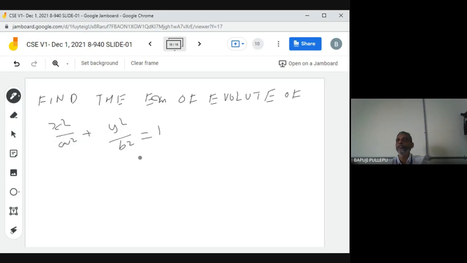Then finally you can remove theta. Come on, all of you start doing it. Tell me what value you are getting. Very good problem. Similarly, x squared by a squared minus y squared by b squared is equal to 1. That means the evolutes are over, then we will go for envelopes.